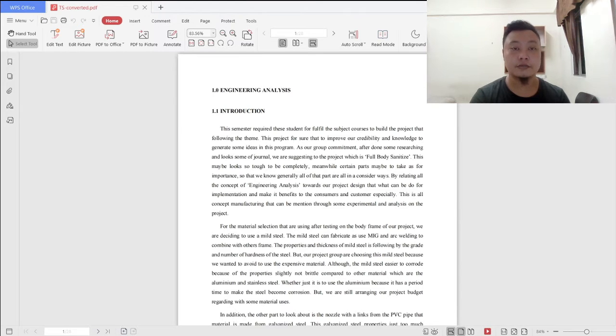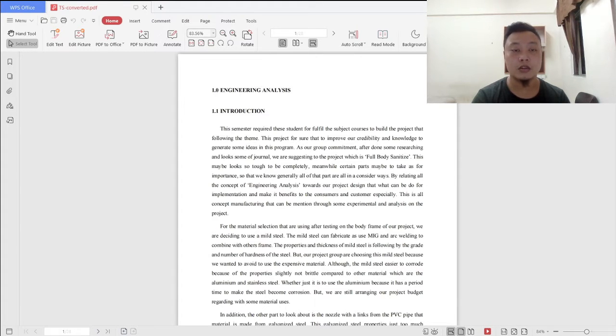First, the introduction. This semester required all students to fulfill the course by building a project following the theme. The project will improve our credibility and knowledge and help us generate ideas in this program. As our group commitment, after researching and looking at some journals, we suggested the project full body sanitizer. This may look tough to complete, while certain parts are important, so that we know generally all the parts are considered.